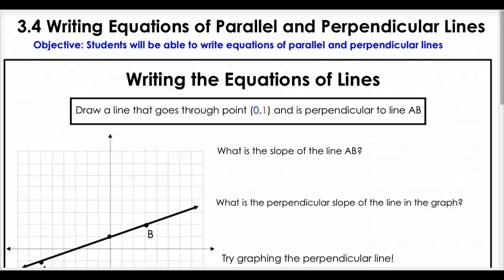Welcome back to lesson 3-4. We're going to be writing equations of parallel and perpendicular lines. Our objective is... you know what, it's right there. You can see it. So before we get started on our whole lesson, let's start with this challenge problem.